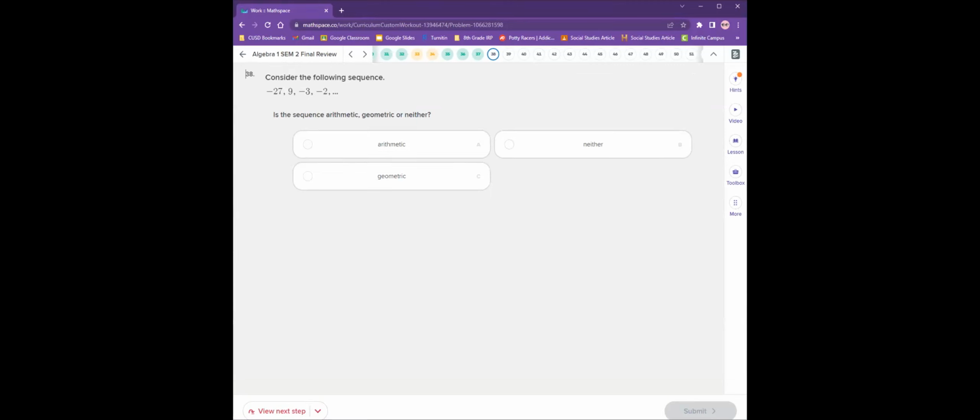So for a problem like this, this is divided by negative 3, divided by negative 3. But does it work for all of them? No, it does not. And that's what you have to be careful of. It's got to work for all of them. That's actually a tricky question because it works for the first 3 terms, but then after that, no. Could be neither.